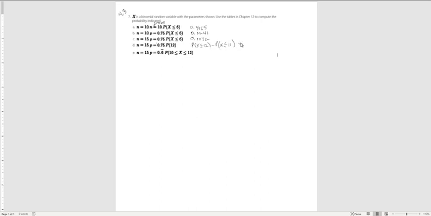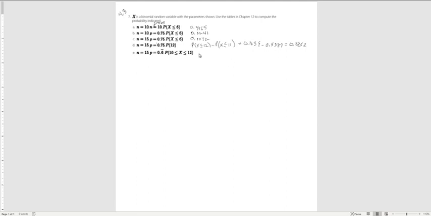So if you look at those in the table, we have 0.7639 minus 0.5387. We wind up with 0.2252. So the probability of it being exactly 12 is 0.2252.